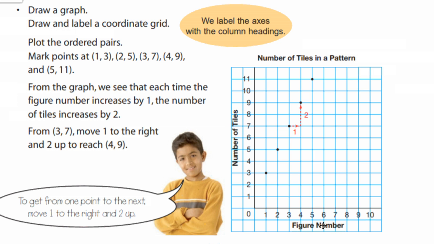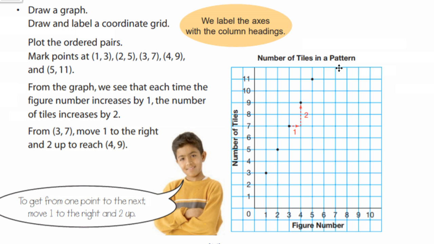You'll see that here I have figure number and number of tiles. The figure number is the thing that goes first in our ordered pairs, so it is going to be the left and right, so it goes across the bottom. And number of tiles is the up and down. So we're going to label those, and we're going to give our graph a title: number of tiles in a pattern.